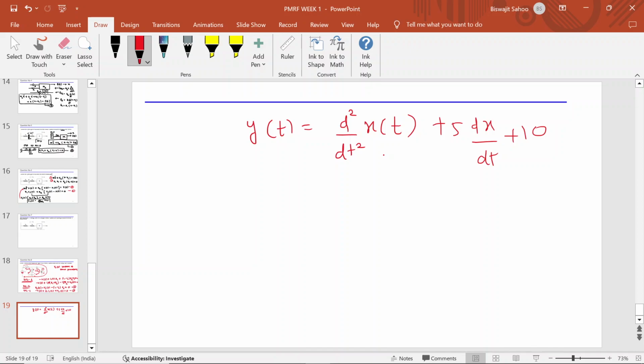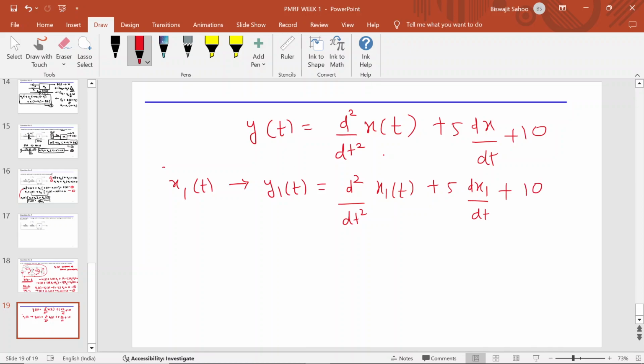Yes, sir. Okay. This is nothing, because you have to take the same approach. Whenever you check, you have to verify both the principle of superposition and the principle of homogeneity. So I have taken one input x1 of t. Whenever you take x1 of t, your y1 of t is obtained by replacing wherever x1 of t is there. So it will be d square by dt square of x1 of t plus 5 dx1 by dt plus 10. Are you getting this?